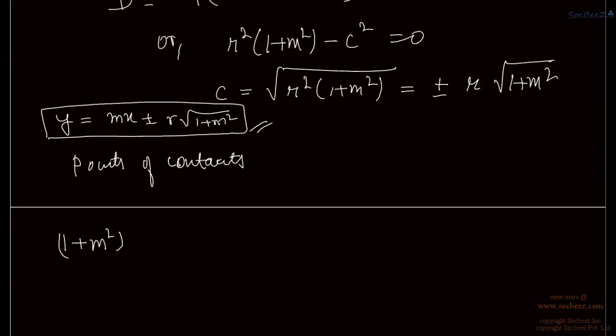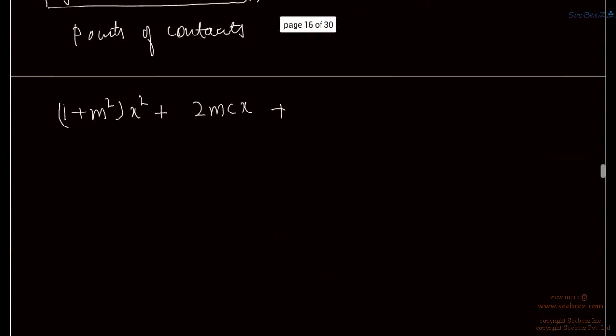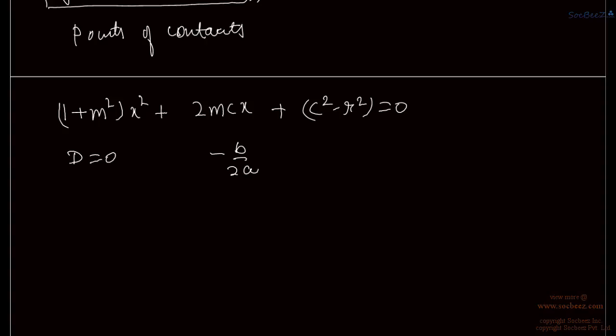Our quadratic equation is (1 + m²)x² + 2mcx + c² − r² = 0. If its roots are equal, that means D is equal to 0. So its root must be −b upon 2a, which is −2mc upon 2a, and 2a is 1 + m².